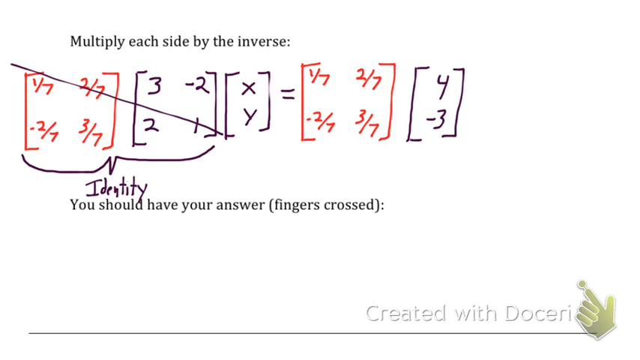So that's why I'm going to draw it and then cancel it out. That's why I created it. Most of the time I'm going to skip this step and go right to x over y equals inverse times that. Now we just have to do that multiplication.